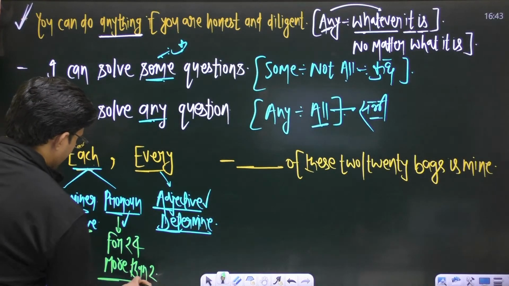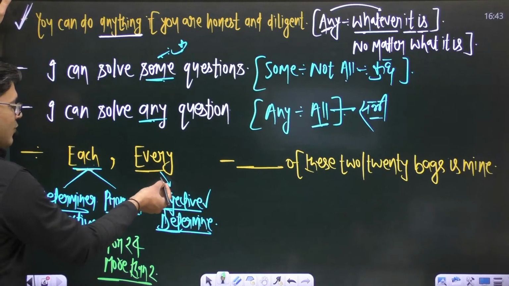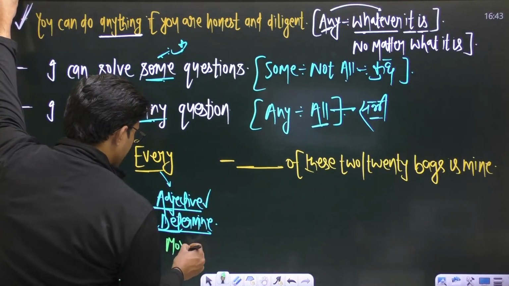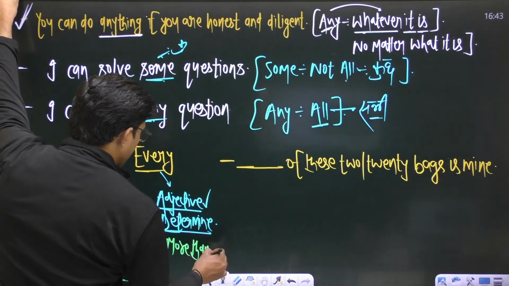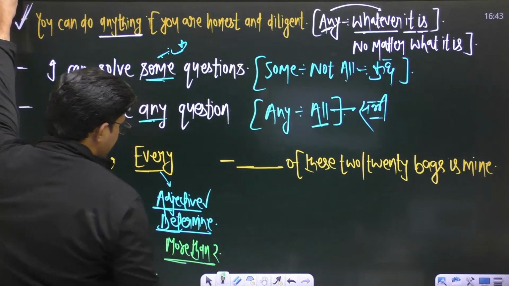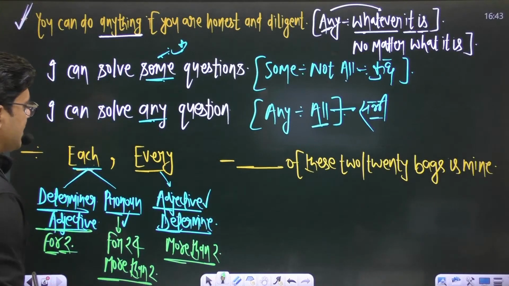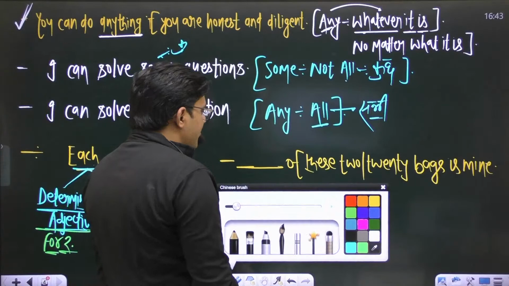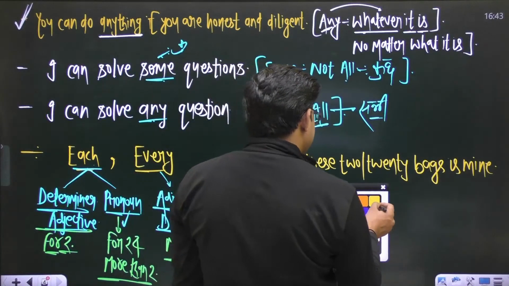It is used for two and more than two. And whenever every is a determiner or adjective, it is used for more than two. It denotes more than two. This is also the basic difference between the application of both the words. In a sentence you have, blank of these 2 or 20 bags is mine.